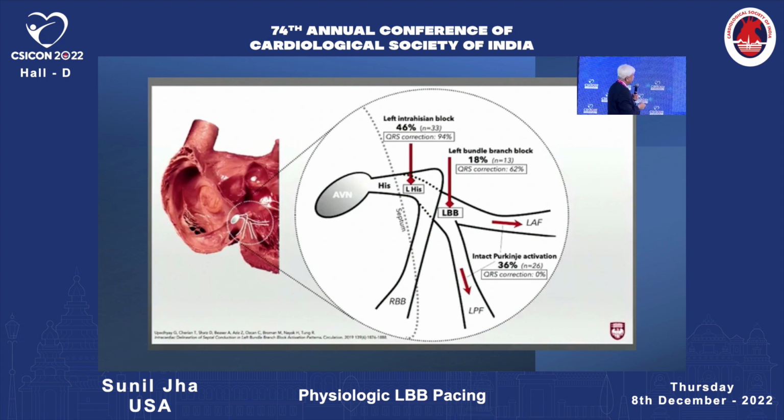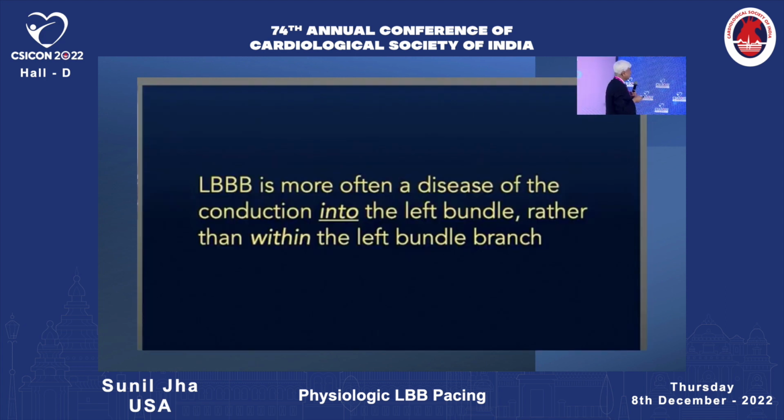So look at this. You have an AV node, you have a His, small area, and then it divides into left bundle and the right bundle. So most of the left bundle branch block, the block is in the intra-Hisian area. Left intra-Hisian block is 46%, 18% will be in the left bundle branch proper, and most of them have intact Purkinje activation system though. So this is a brilliant slide though. Depending on that slide, I would say the left bundle branch block is more often a disease of the conduction into the left bundle rather than within the left bundle branch.